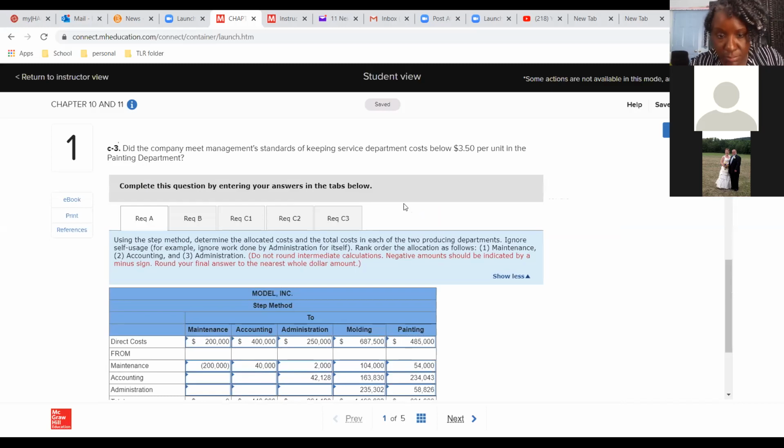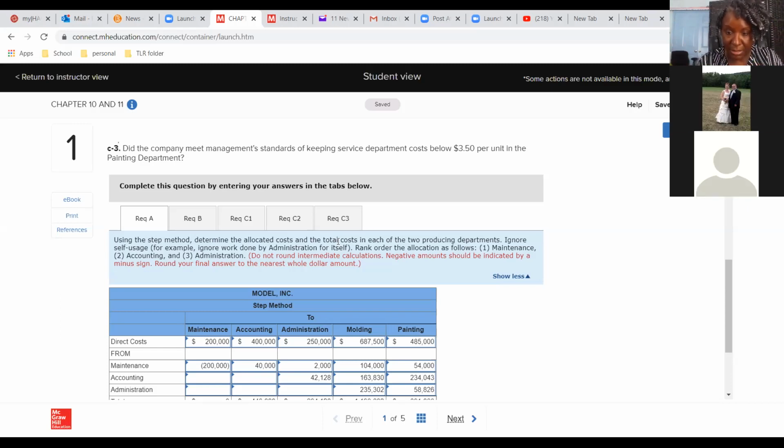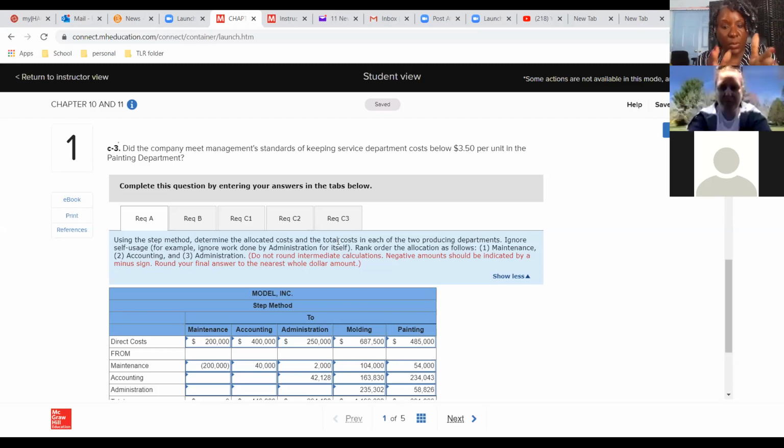Now, I don't want to belabor this, but that is essentially the hardest part of all of this. It's not complicated at all. It just requires a little bit more attention and being very, very careful when you allocate. We're using the step method and we're allocating our costs step by step. Once we've allocated maintenance, we don't need to allocate anything back to it. We're just going forward. Once we've allocated maintenance and accounting, we go from administration to molding to painting. We're always going forward, never going back.